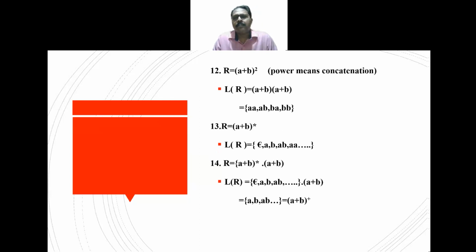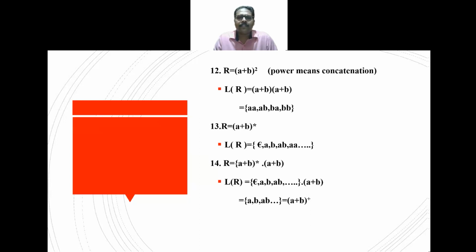Then (A plus B) the whole square, power 2. Power means concatenation, concatenating A plus B with A plus B, A plus B into A plus B. Then expanding: AA, AB, BA and BB. This is the language. Then lean star of A plus B can be obtained as any occurrences including epsilon: epsilon, A, B, AB, AA, etc.